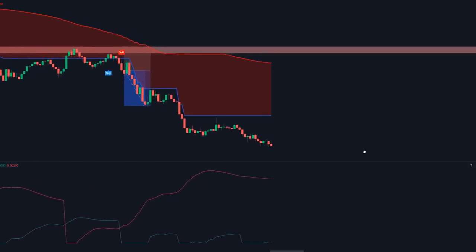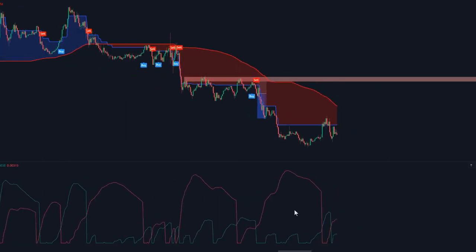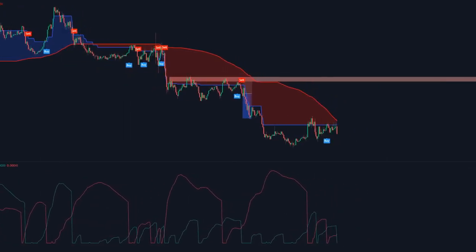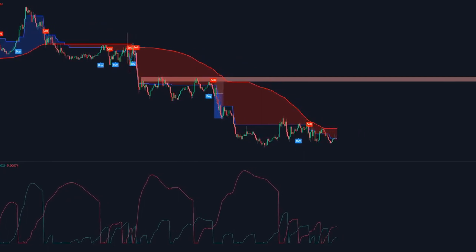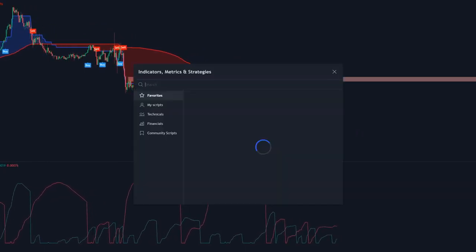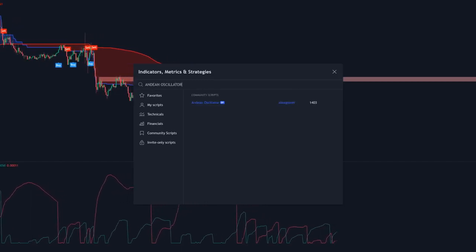In summary, the Andean oscillator is a technical tool that quantifies and visualizes the degree of price variations in both uptrends and downtrends. Traders can use its components as well as the signal line to assess the direction and strength of the current market trend. If you're interested in this particular trading tool, you can check it out on TradingView and use it alongside your own trading strategy.